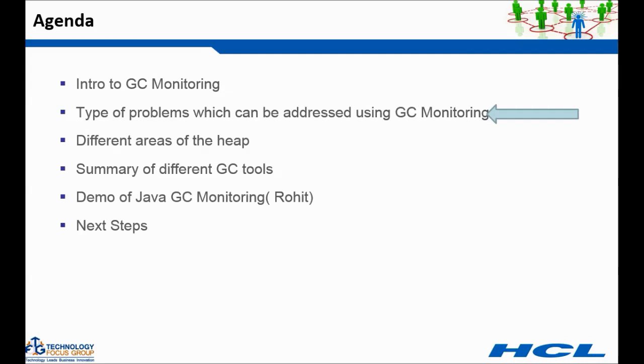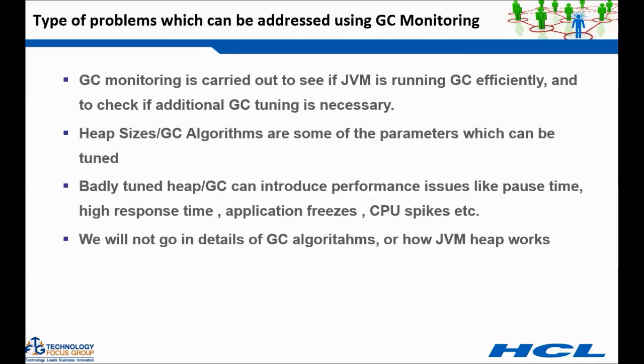Now, the type of problems which can be addressed using GC monitoring. GC monitoring is carried out to see if the JVM is running garbage collection properly or not, and to check if additional GC tuning is necessary. If you look at your GC logs and do proper GC monitoring, you can find out whether any tuning is required. For example, you can tune your heap sizes or the kind of GC algorithm being used, or you can resize the different areas in the heaps. You can conclude all those things based on your GC analysis.